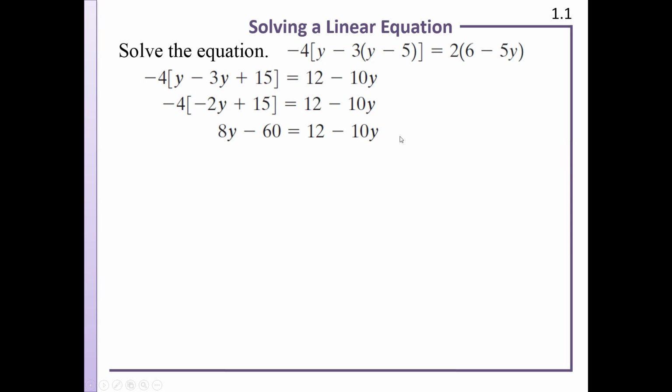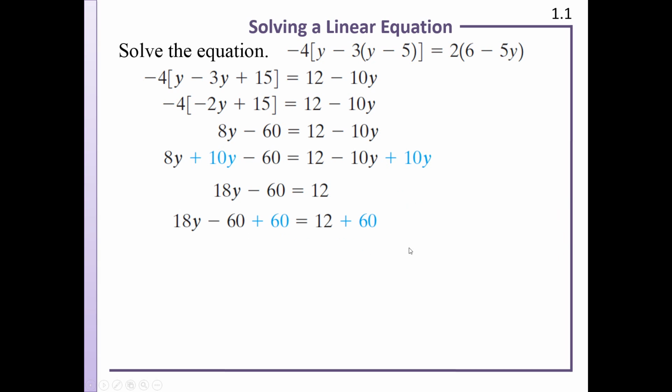So now you're in a position where you can isolate the variable. One way to do that is to add 10y to both sides. So you end up here. And then, of course, we're going to want to add 60 to both sides to isolate the variable. And we end up with this equation. The last step here would be to divide by the coefficient. The coefficient here is 18. So if you divide by 18, you find y is 4. So the solution here is y equals 4.